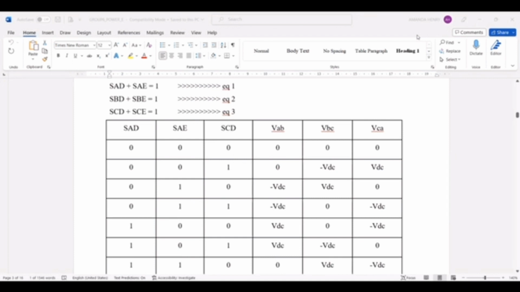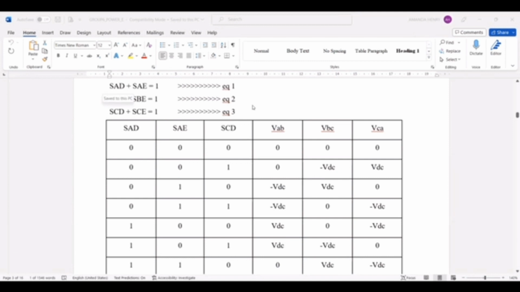As explained earlier, both switches in the same leg cannot be turned on at the same time in order for the circuit to satisfy KVL and KCL, because doing so would short the input voltage and violate KVL. As a result, the two switches in the same leg have a complementary nature.